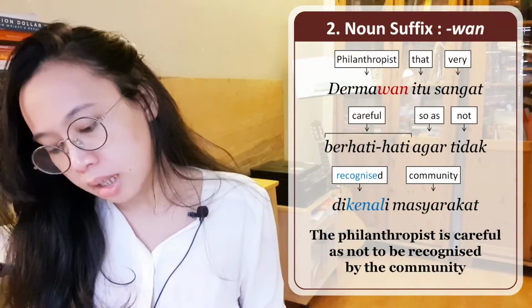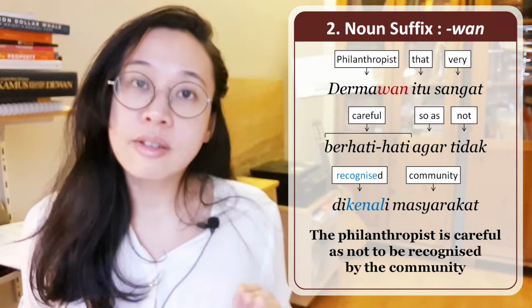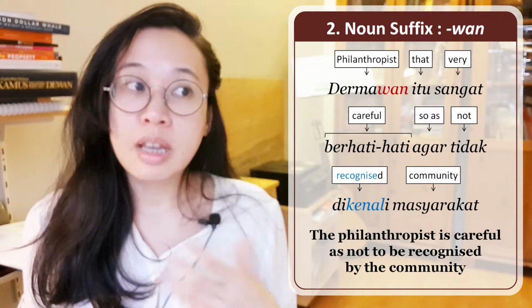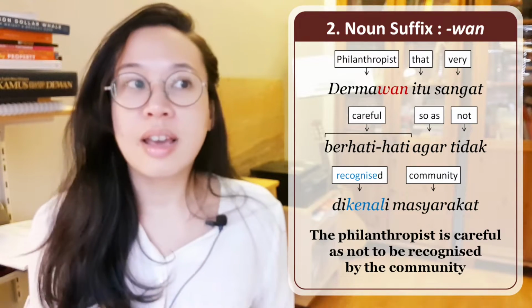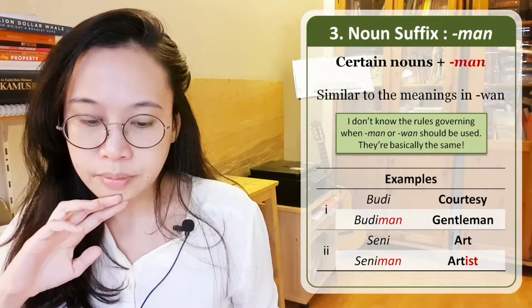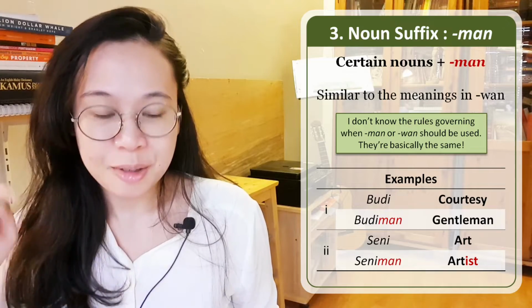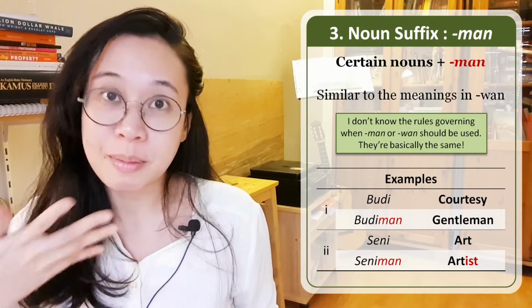Okay, an example of a sentence, dermawan itu sangat berhati-hati agar tidak dikenali masyarakat. That philanthropist is extremely careful in not being recognized by the people around him. Now, we are done with wan. Now let's move on to man. Actually, man is quite similar to wan, and there's no explanation in the book, but this is my own understanding.